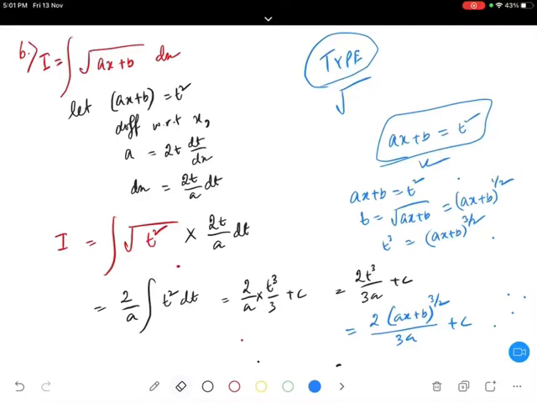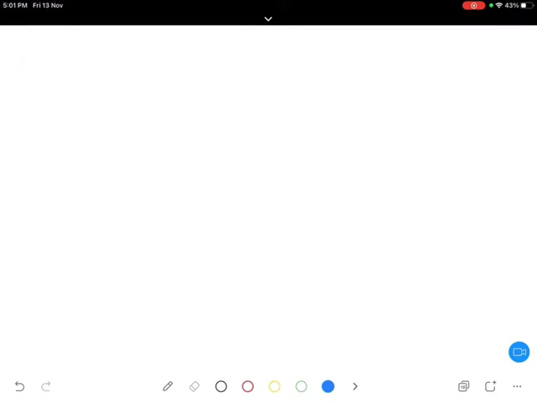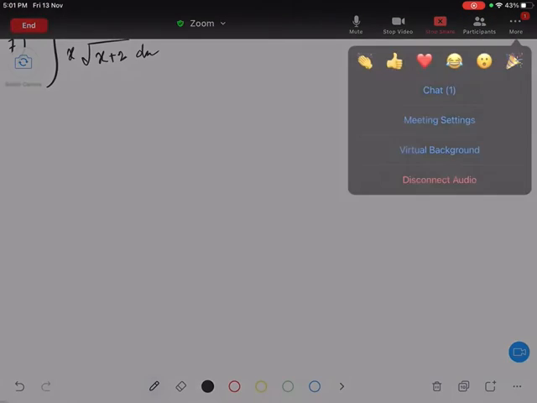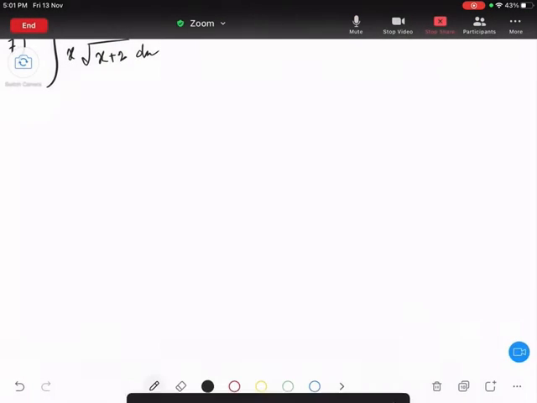Let's do question number 7. In question number 7, what we have is the integration of x root over x plus 2. So now tell me, what should I substitute in here?